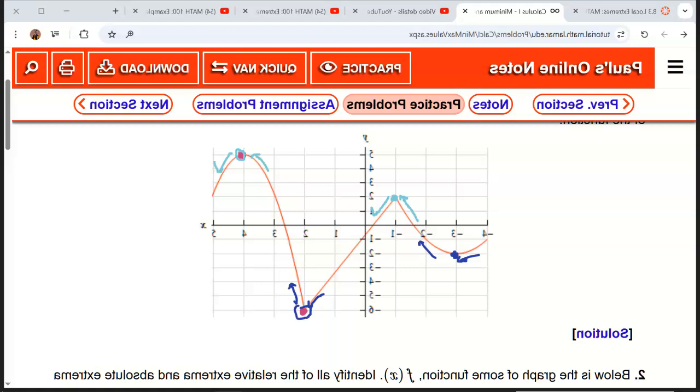These points where x equals -3 and where x equals 2 are also local or relative minimums.